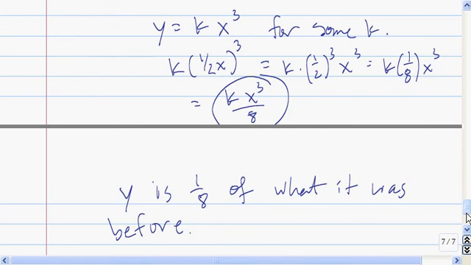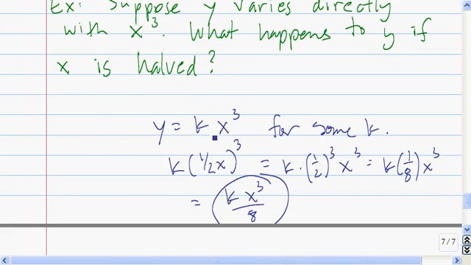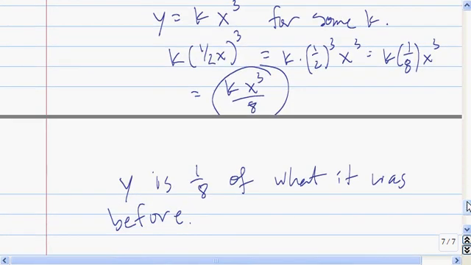Right? So if they want you to change x, that's all you do. You just change the x, and you see how your new quantity compares to your original quantity. Again, our new quantity was divided by 8 if you compare to the original, so 1/8 of the original value. All right, so that is it for this video.